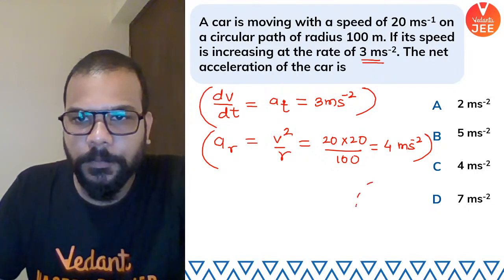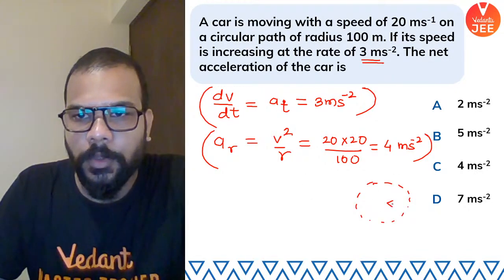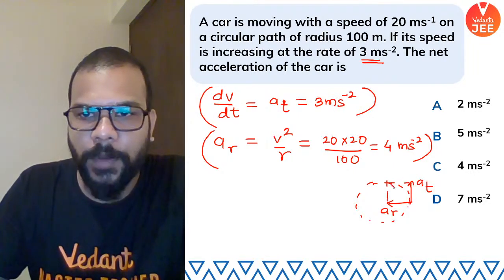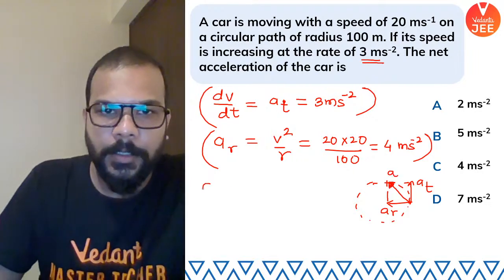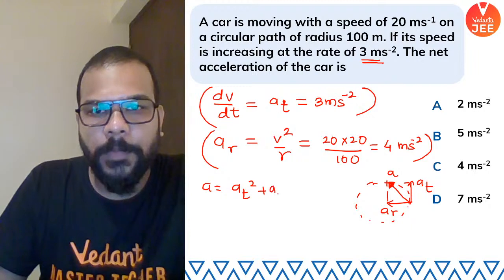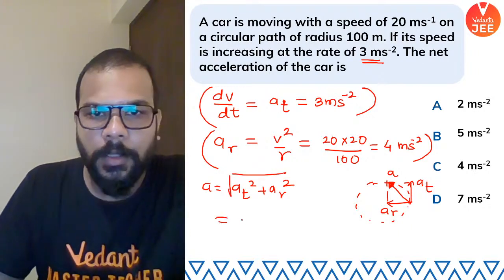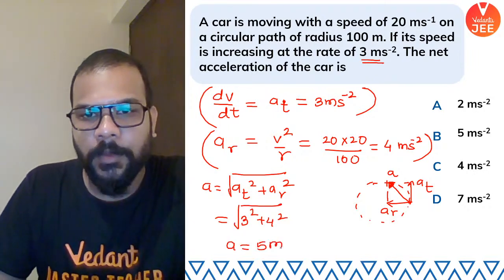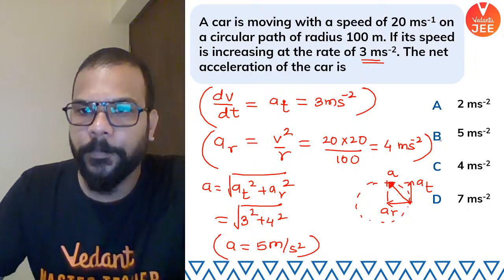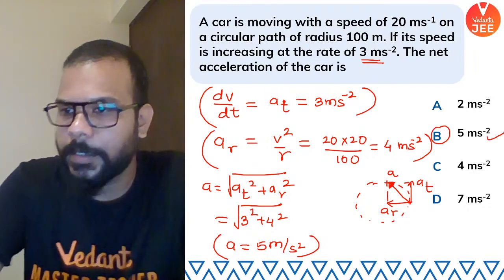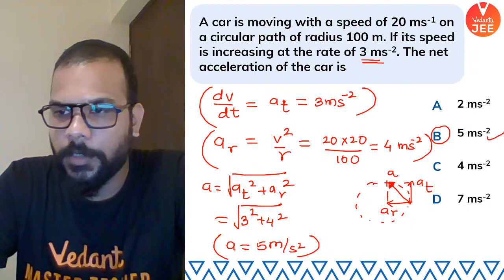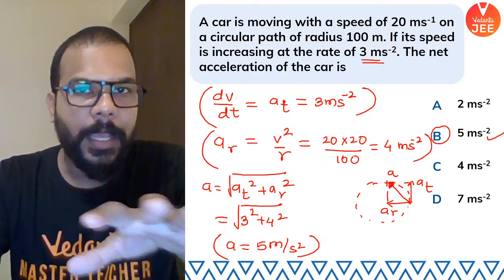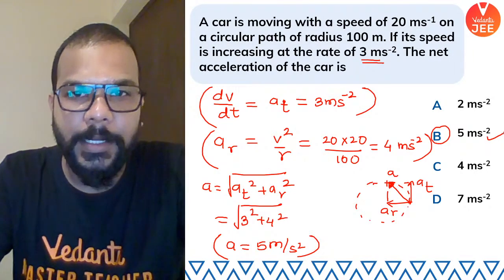Which means, guys, in a circular motion, you have your radial acceleration and you have your tangential acceleration. You have to find out the resultant acceleration A. So A is going to be the square root of AT square plus AR square, which is the square root of 3 square plus 4 square, and you know that the value will come out to be 5 meters per second square. Very good. Always check the options. You will be able to see whether you have to work with angular quantities or linear quantities. Accordingly, you will get that.